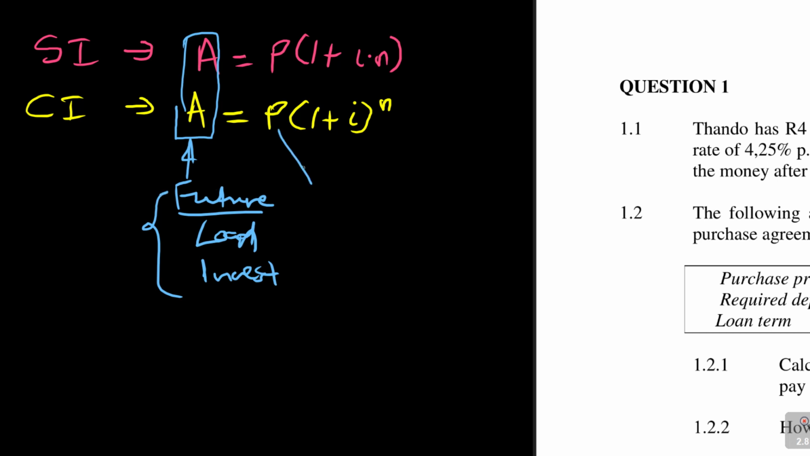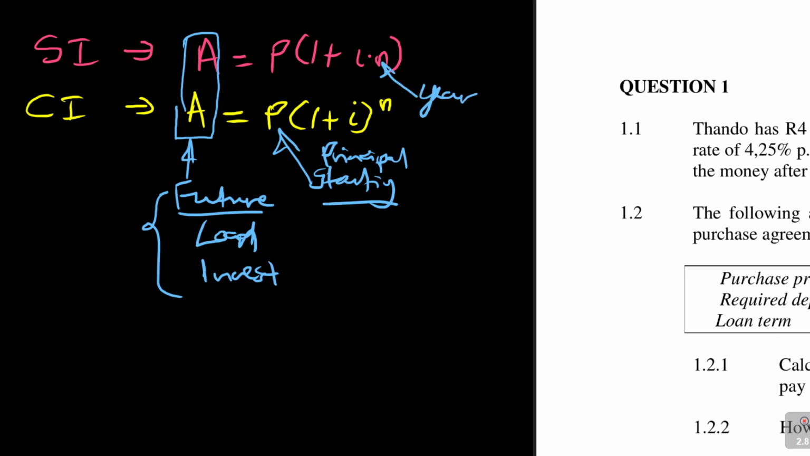And then your P is what you are starting with. Don't forget, the amount that you are starting with is your P. We call it the principal. That is what you are beginning your investment with, or this is the loan that the bank is giving you. So at the beginning, that's what you have. And the n is the number of years.